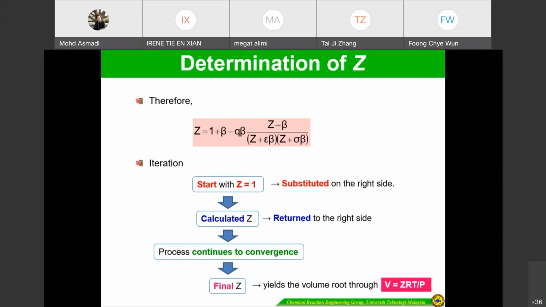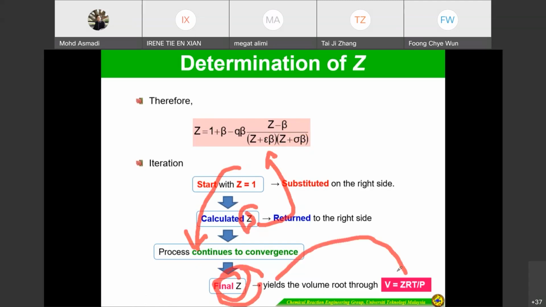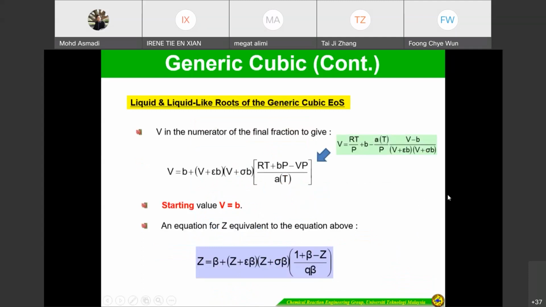Okay, so the values of epsilon and also sigma actually depend on whether you want to use Redlich-Kwong, Soave-Redlich-Kwong, Peng-Robinson or Van der Waals. Okay, itu yang kena ingat. So once you determine Z, you calculate the new Z lah, and then you return again to this calculation and you calculate until it converges, until you get the final Z. And then once you get the final Z, you substitute into equation PV equal to ZRT if you want to calculate the volume. Okay, so that is for the vapor.